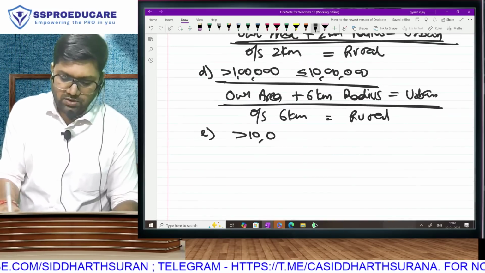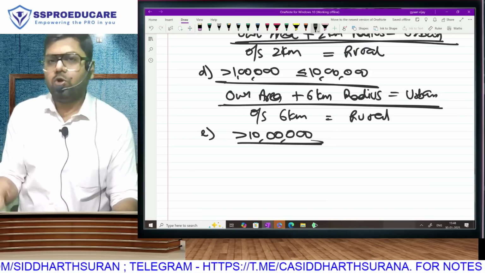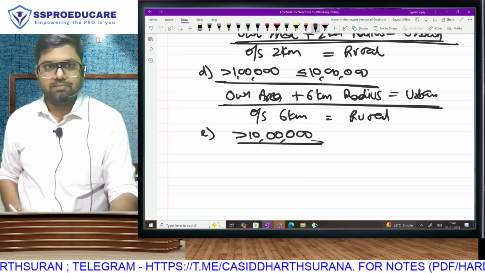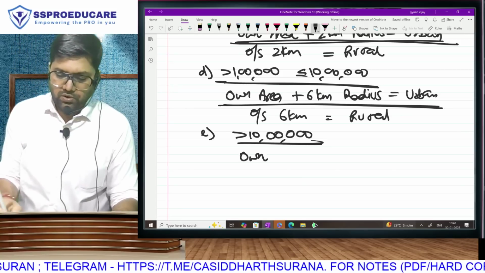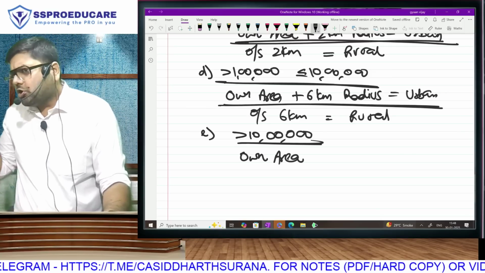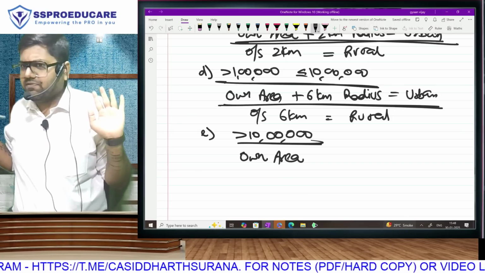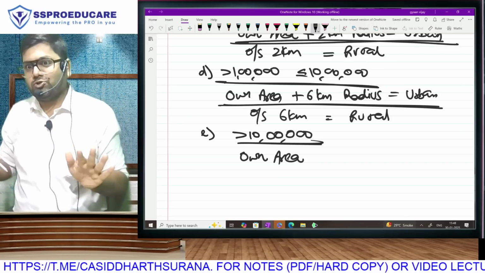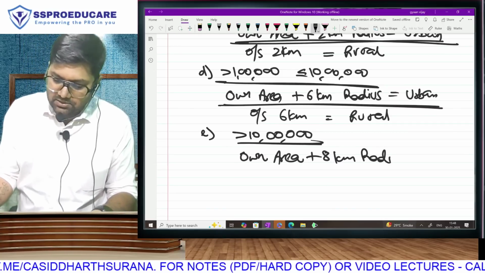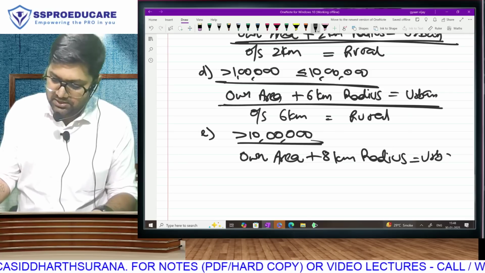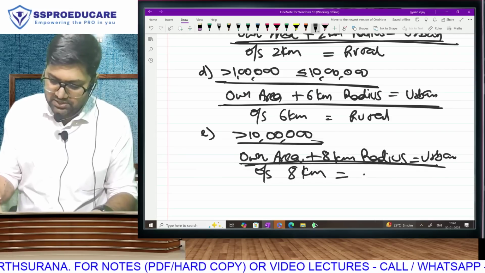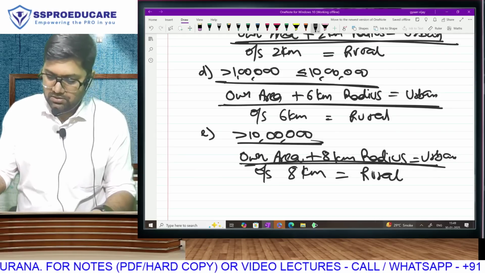If the population is more than 10 lakh, and all the queries that you have in mind, I know that, I will answer at the end. Control your queries. Just understand what I am explaining. Own area is definitely urban. Also a minimum guarantee radius of urban: 2, 6, also 2 more. 8 kilometer radius outside your city will be considered as urban. That means if we are interested in rural, outside 8 kilometer will be considered as rural.